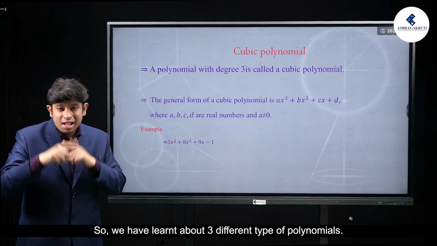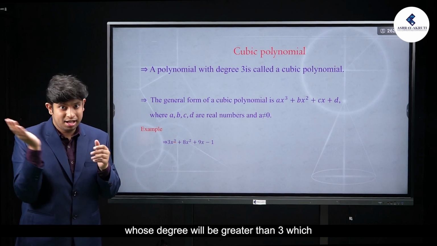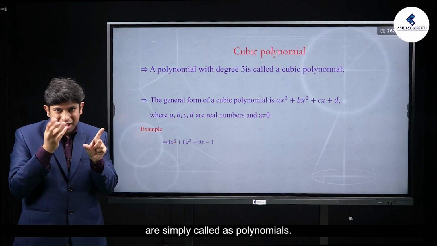So, we have learnt about 3 different types of polynomials. Later, we will come across the polynomials whose degree will be greater than 3, which are simply called as polynomials.